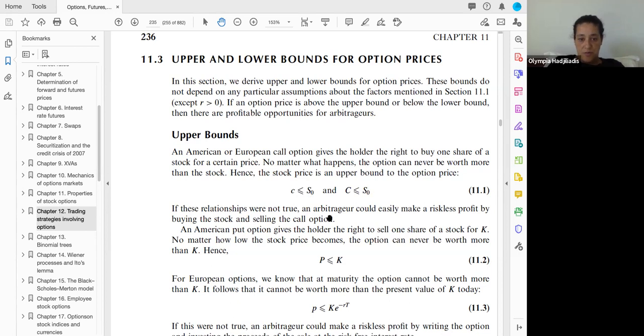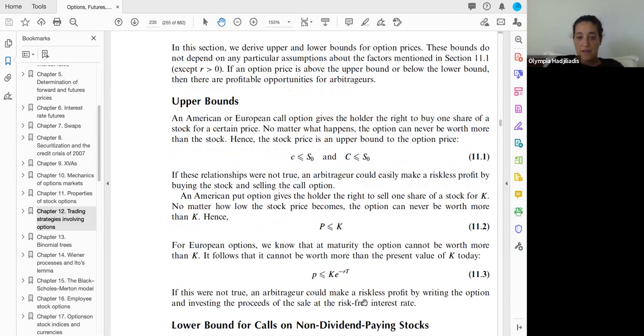If these relationships were not true, an arbitrageur could easily make a riskless profit by buying the stock and selling the call option. An American put option gives the holder the right to sell one share of a stock for K. No matter how low the stock price becomes, the option can never be worth more than K. Hence, P, the price of an American put, is less than or equal to K. For European options, we know that at maturity, the option cannot be worth more than K. It follows that it cannot be worth more than the present value of K today. So the price of a European put option is always less than or equal to the discounted value of K, Ke^(-rT). If this were not true, an arbitrageur could make a riskless profit by writing the option and investing the proceeds of the sale at the risk-free interest rate.